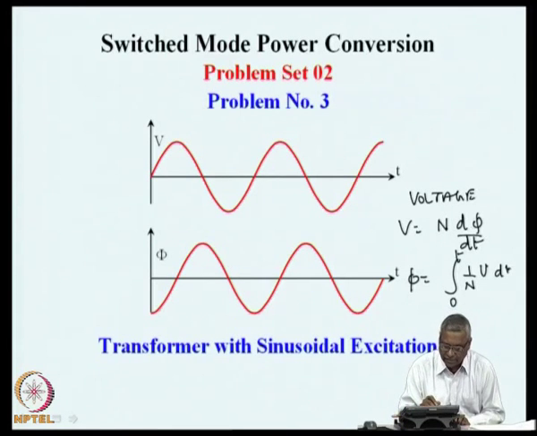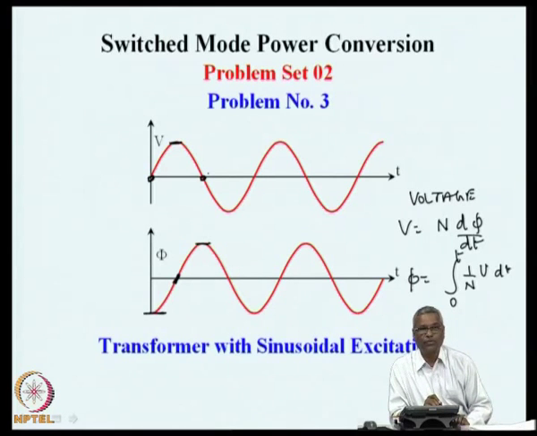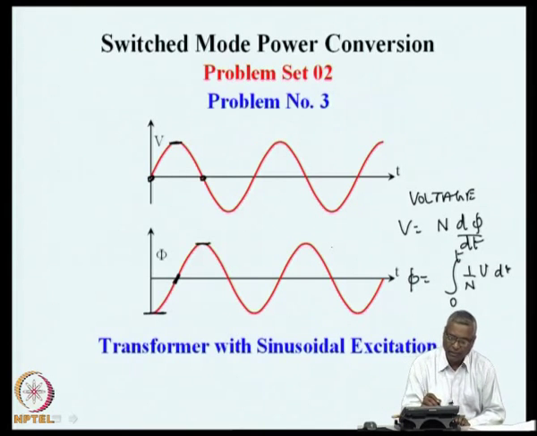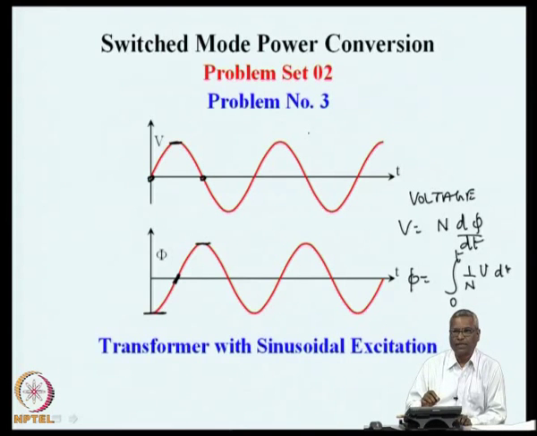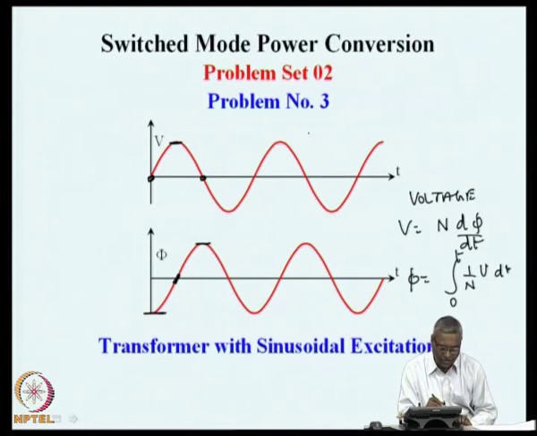For example, in this case where the flux has 0 slope, the voltage is 0, and where the flux has a maximum slope, voltage is maximum, and where the flux again reaches a maximum positive value, the voltage has come to 0. The flux is a negative cosine waveform and the voltage is a positive sine waveform. So, in such situations we would like to know what is the relationship for the design of such transformers. Let us look at the situation here.